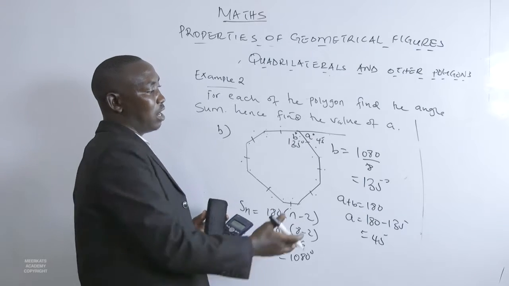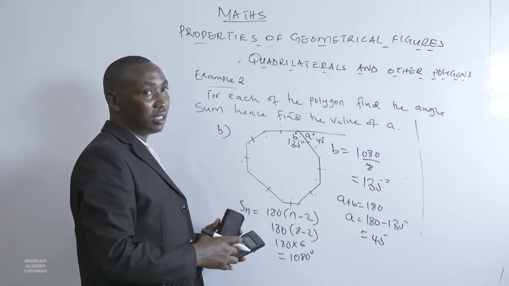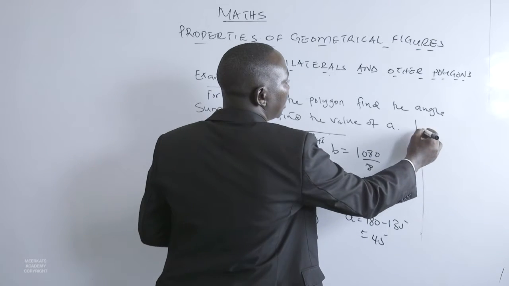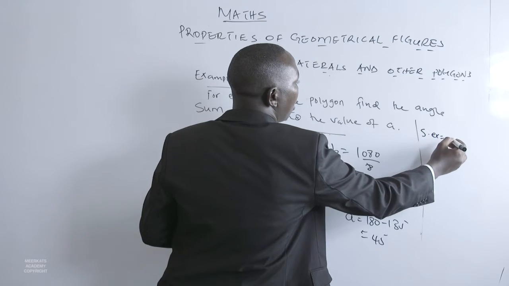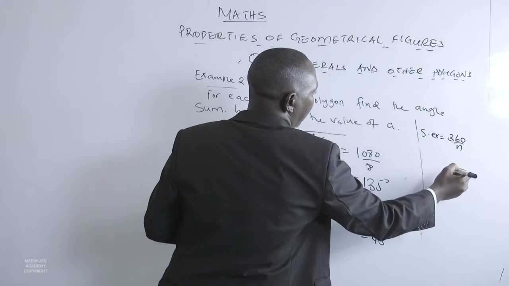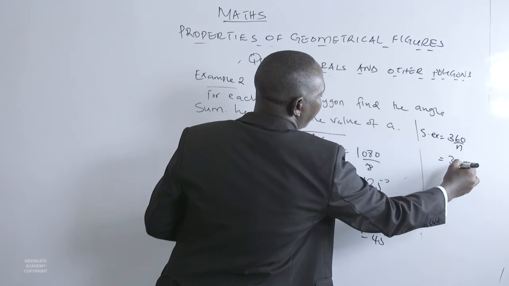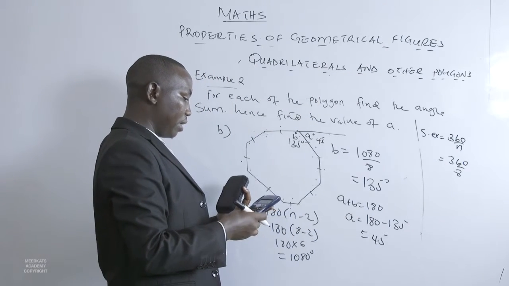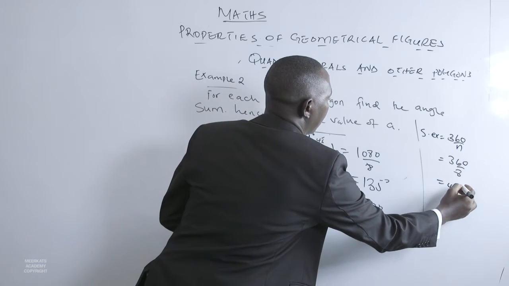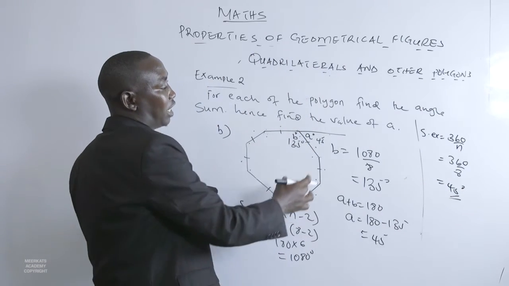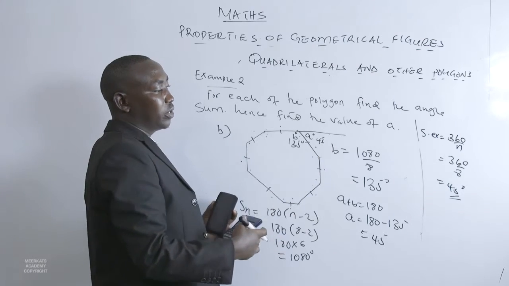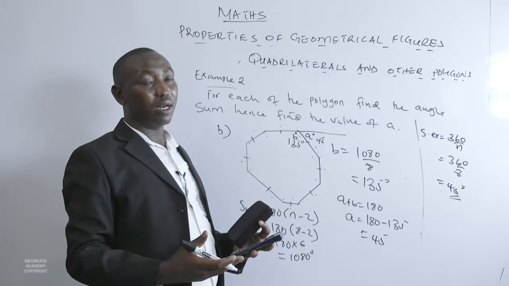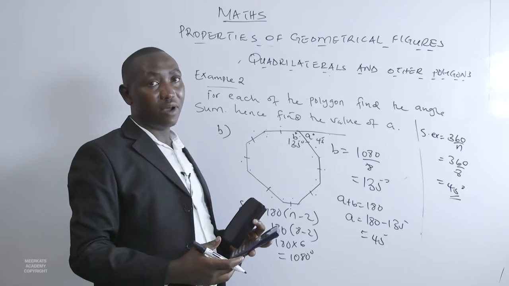Alternatively, you can approach it by looking for the size of the exterior angle first before using the straight lines. In that case, the size of the exterior angle will be given by 360 over n. So it will be 360 divided by 8, which is 45 degrees. Then after getting 45 degrees, you can use angles on a straight line to find the value of B.